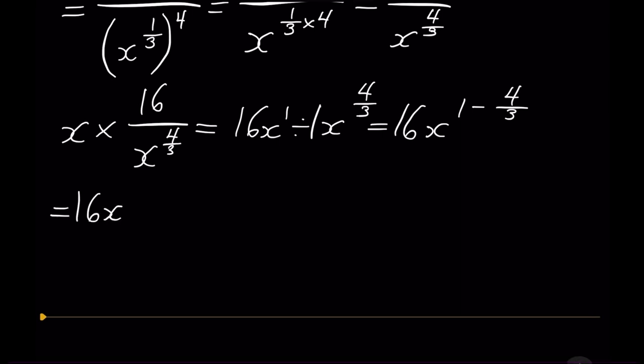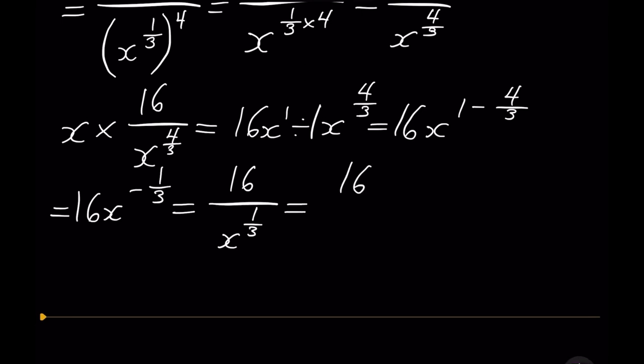And that all simplifies to 16x all raised to the power -1/3, and we can rewrite this as 16 over x raised to the power 1/3, and x raised to the power 1/3 is just equal to the cube root of x, so we can rewrite this as 16 divided by the cube root of x.